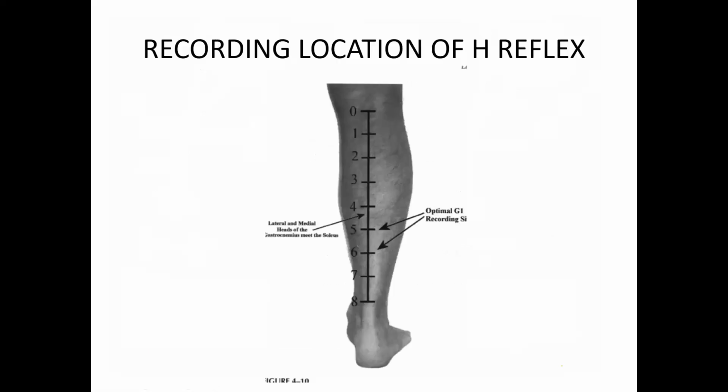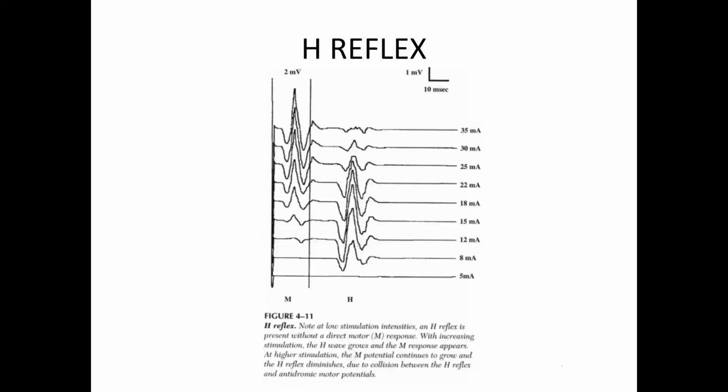How are you recording the H response? Fifth and sixth part. We draw a line from the Achilles tendon to the popliteal fossa and divide it into 8 parts. The maximum response is recorded at the 5th to 6th part, and we stimulate in the popliteal fossa. Correct. Very good. So this is the M response, then this is the H response.